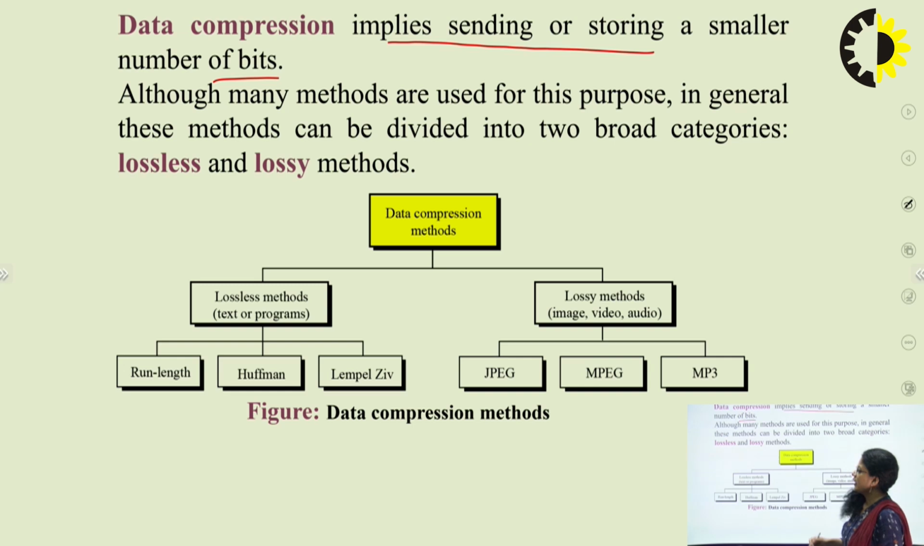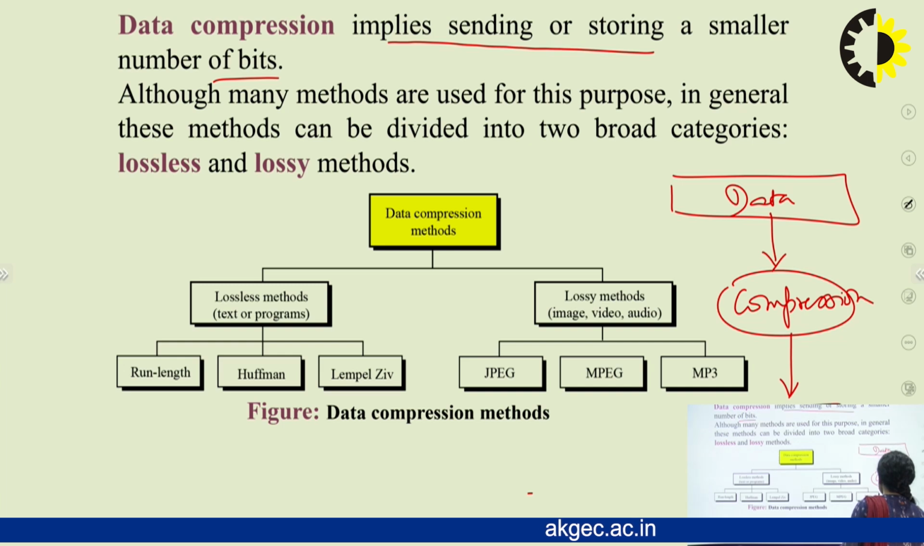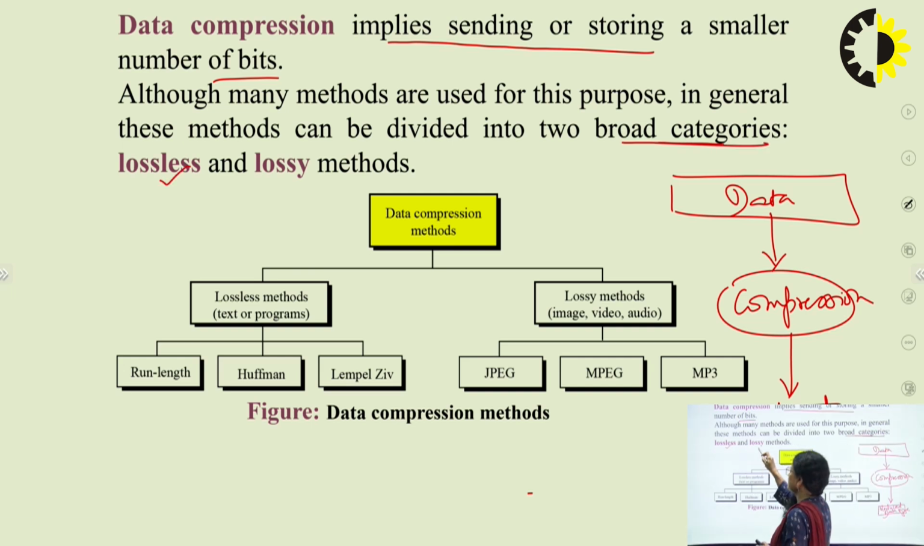Let us say this is the size of our data. What we do is apply compression techniques, and then we ultimately have a reduced data size. So through compression, we are reducing the size of the data that will be transmitted over the network. And these compression techniques can be broadly classified into two types. One is lossless data compression and the other one is lossy data compression.